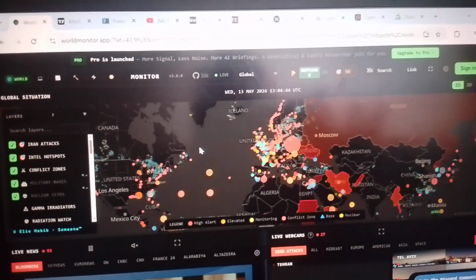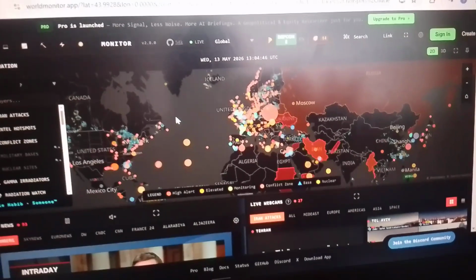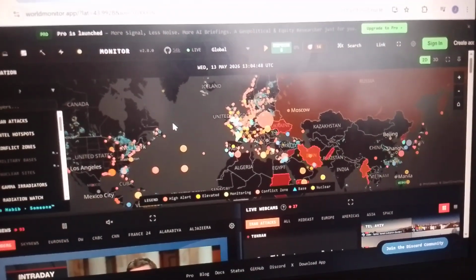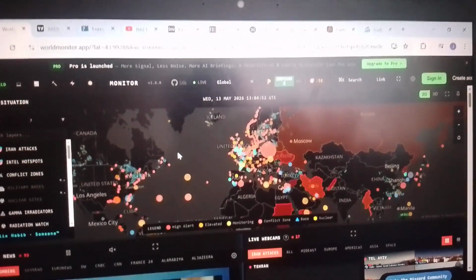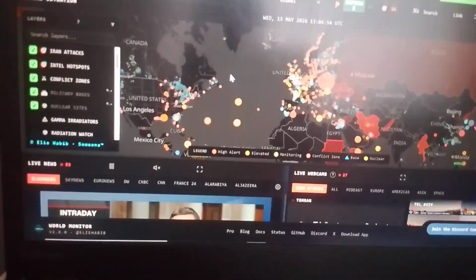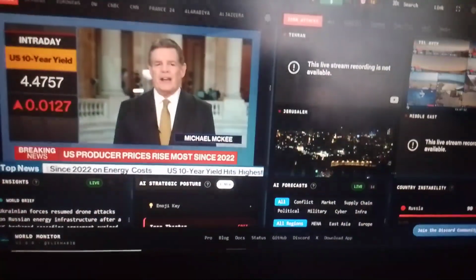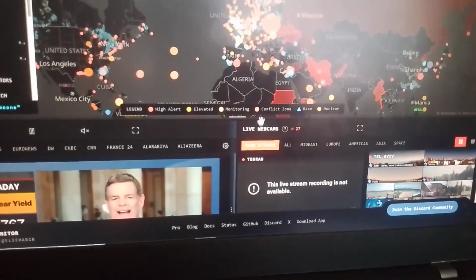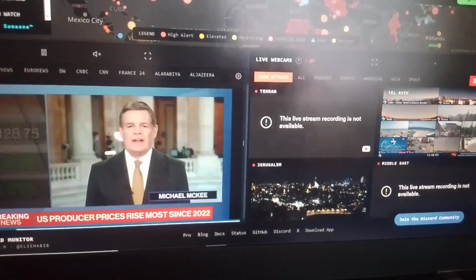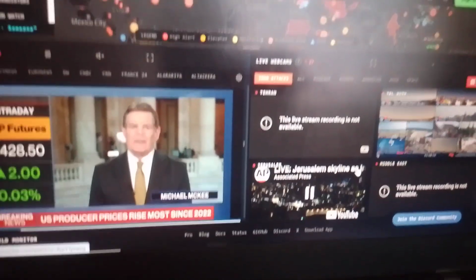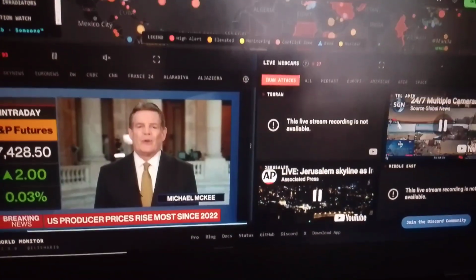As you can see, this is how it looks. This is the map of the world. Everything globally that is happening is posted here. As you can see here, it has some live cameras. Everything that is happening in those countries is posted here.